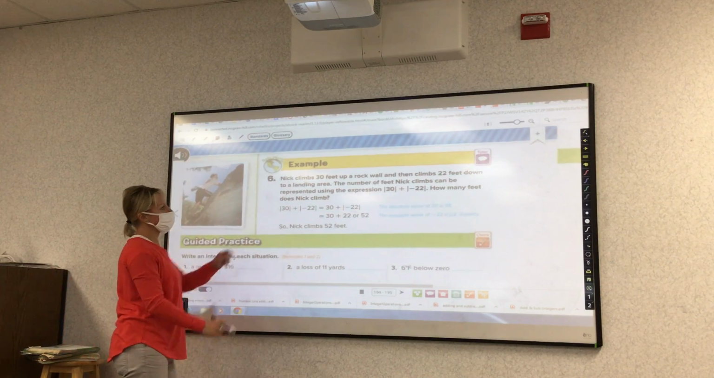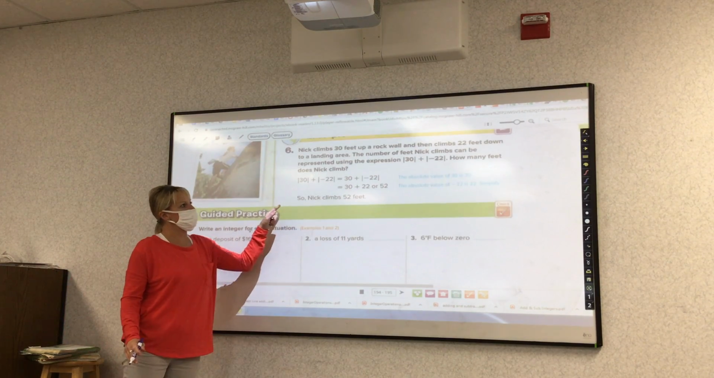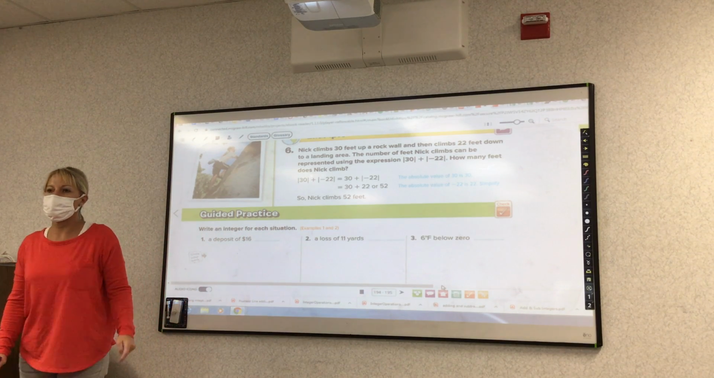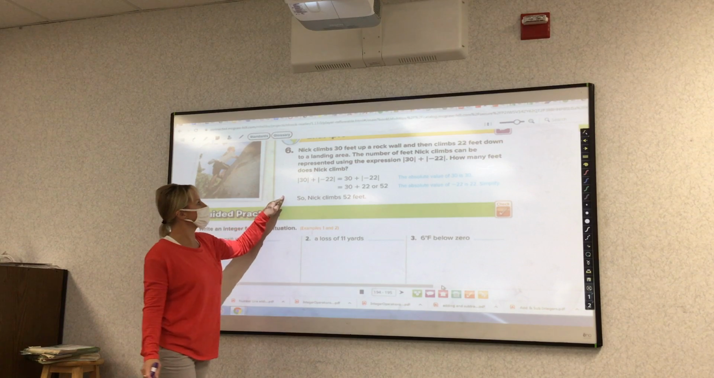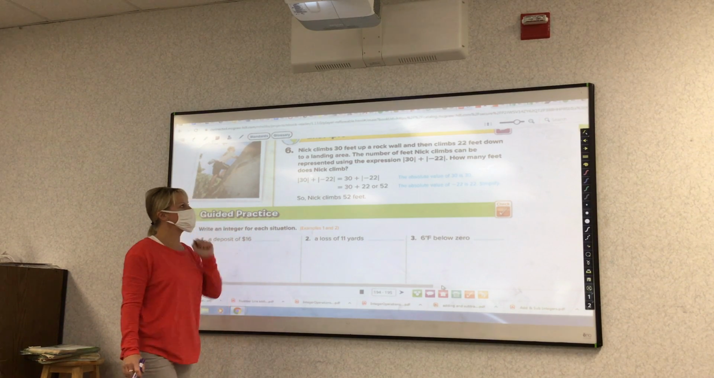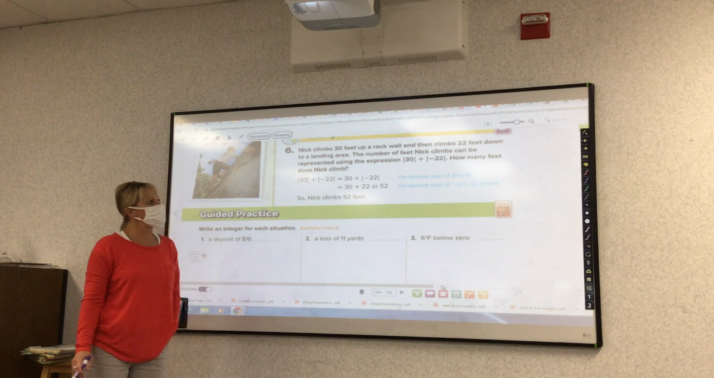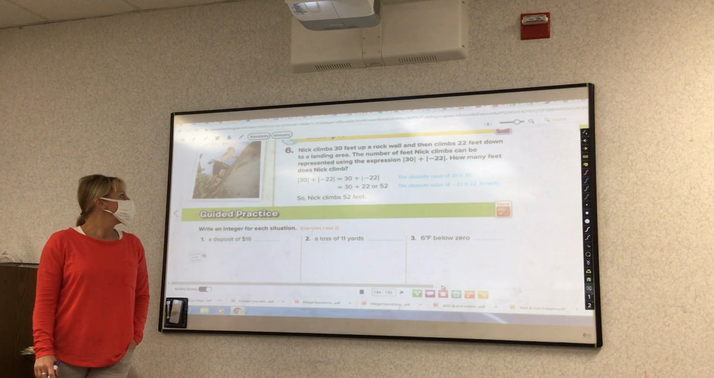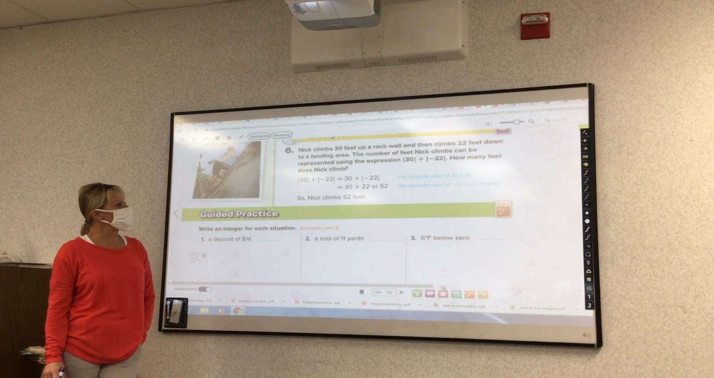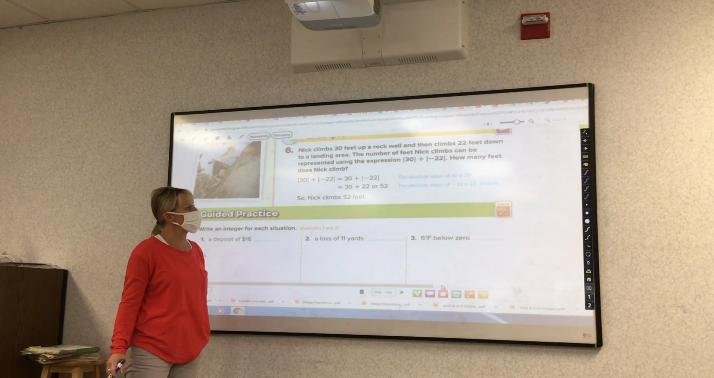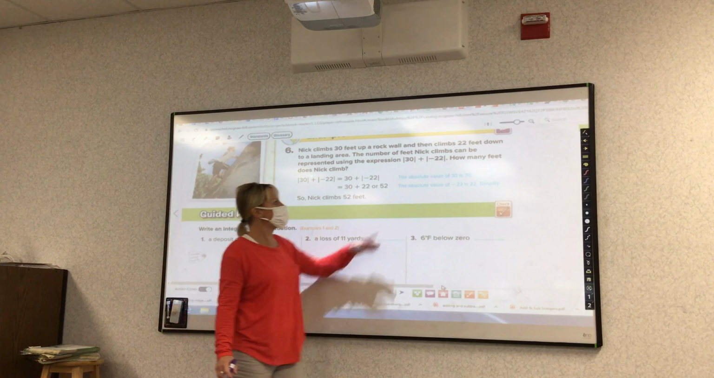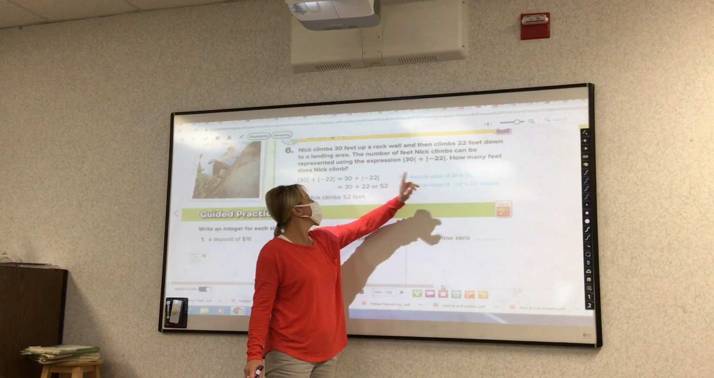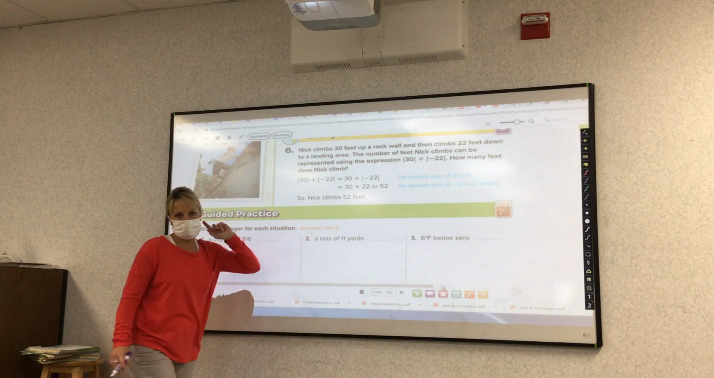You guys get to story problems and you freeze and you stop. Don't. They're not as hard as what you think. This one is kind of like what we did in our bell work today. Nick climbs 50 feet up a rock wall, then climbs 22 feet down to a landing area. The number of feet Nick climbs can be represented using the expression the absolute value of 30 plus the absolute value of a negative 22. How many feet does Nick climb?